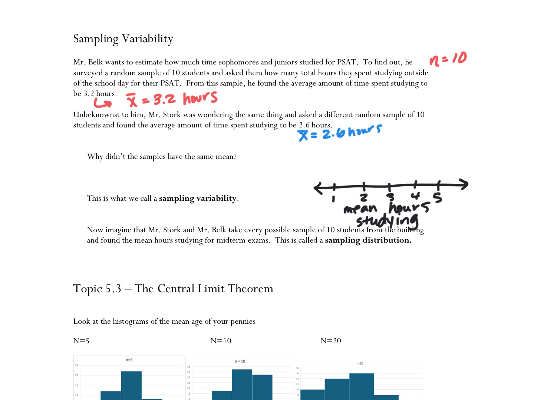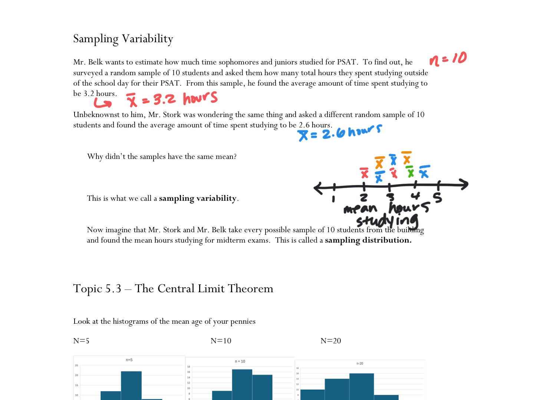So, for instance, Mr. Belk's sample would be at 3.2, and Mr. Stork's sample would be at 2.6. Just for fun, say Miss Meister is a great big statistics nerd. She also takes a random sample, and her sample mean is 3.8. Then Mrs. Turner doesn't like to be outdone by Meister, so she takes a sample, and hers was 2.6. Then every single teacher takes a different sample, and we have a whole bunch of different random samples for the mean hours people spent studying.